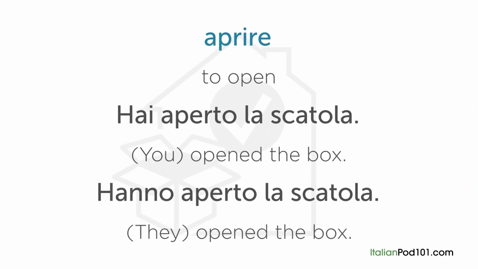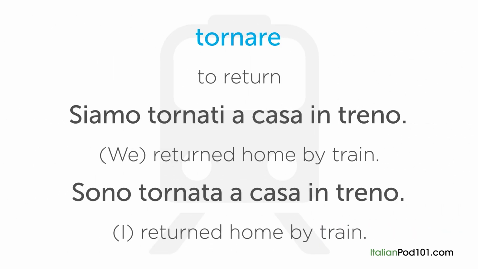For example, the verb aprire means to open. When you conjugate it, it changes according to the subject. Hai aperto la scatola means you opened the box. Hanno aperto la scatola means they opened the box. Let's take a look at another example. Tornare means to return. Siamo tornati a casa in treno means we returned home by train. Sono tornata a casa in treno means I returned home by train. Can you see how the subject changes based on the way the verb is conjugated in the sentence? Okay, let's move on.